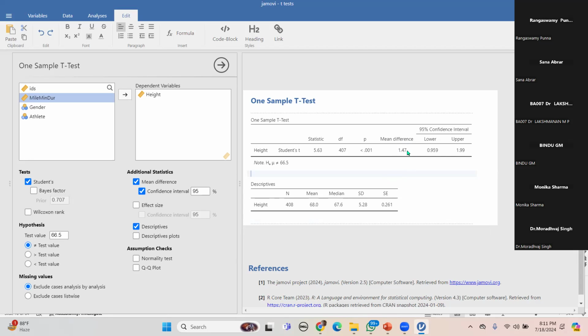But I want to know about the difference that you are seeing. Did it occur by chance? Was there really a significant difference? In order to understand that, we have conducted a one sample t-test. Now coming to our p-value. Our p-value is less than 0.01.